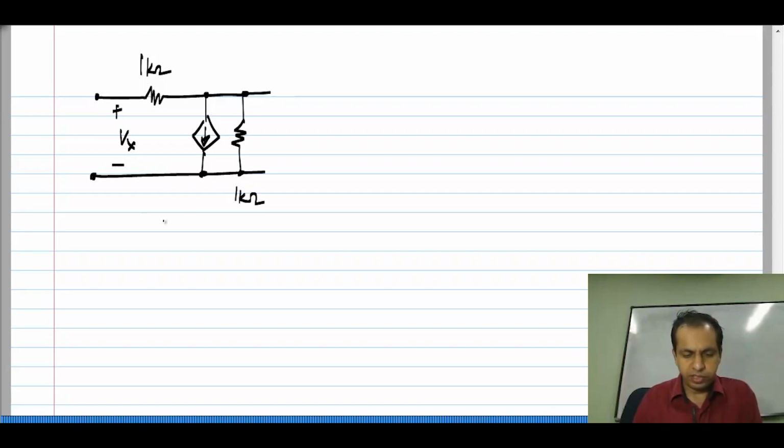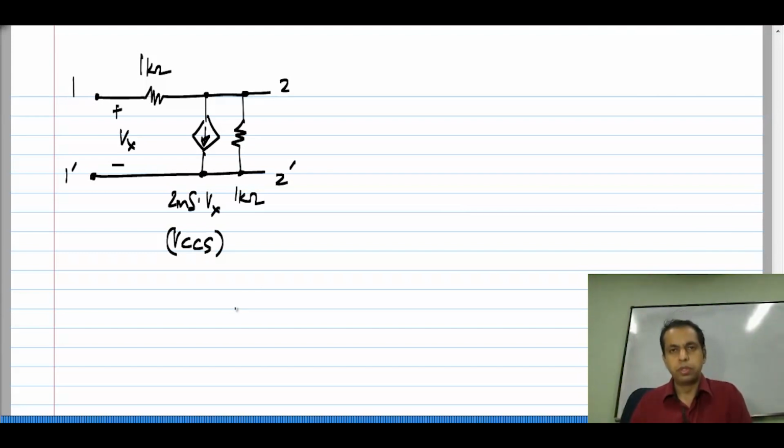Let me define this as Vx, and this is 2 millisiemens times Vx. It is a voltage controlled current source. Okay. And this is port 1, this is port 2. So, how do we go about determining the y parameters of this? Again, exactly the same algorithm as before.